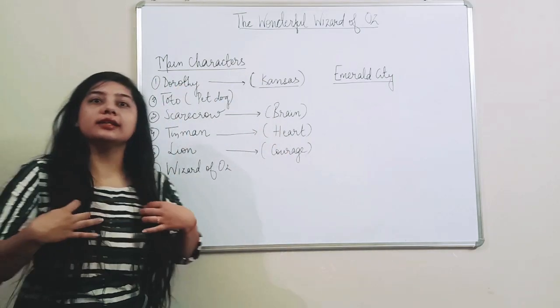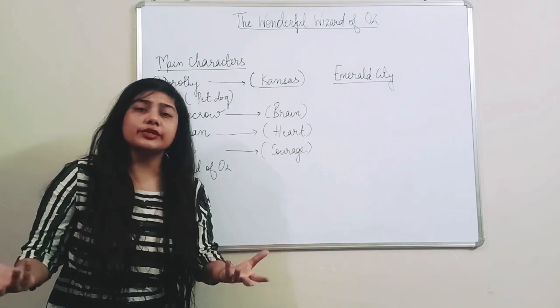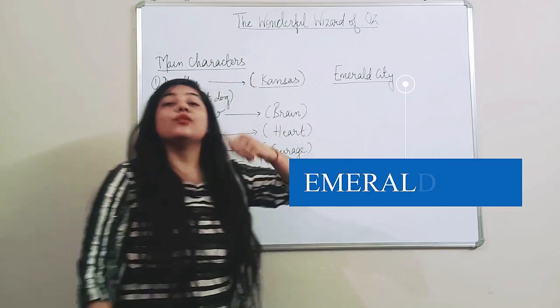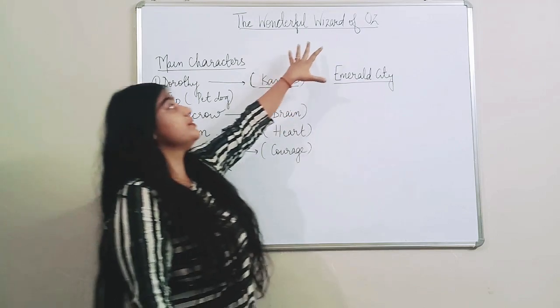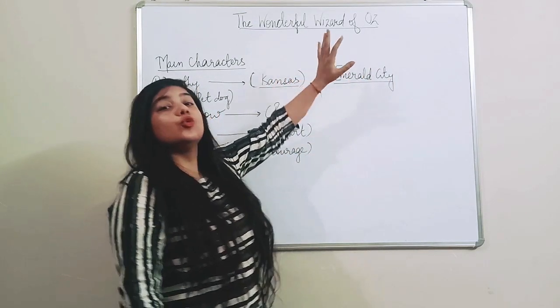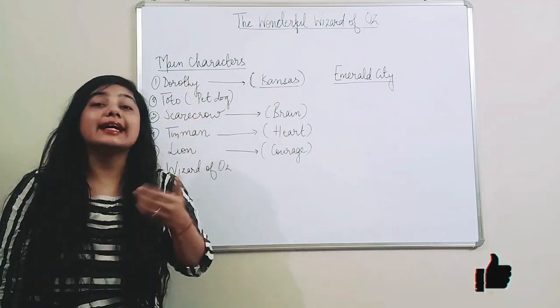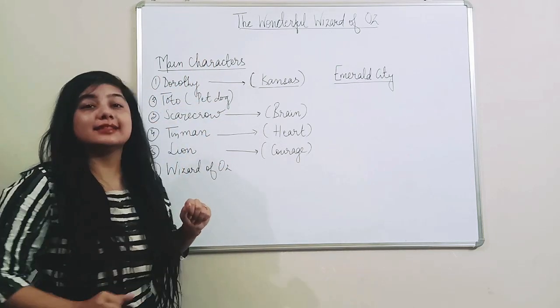Now when Dorothy checks which place this is, the humans are different, the animals are different, everything is so different. So she plans to go to Emerald City. Why is she going to Emerald City? Because there she has the Wizard of Oz. This is the person who will guide Dorothy and Toto, and tell both of them how they will go back to Kansas.